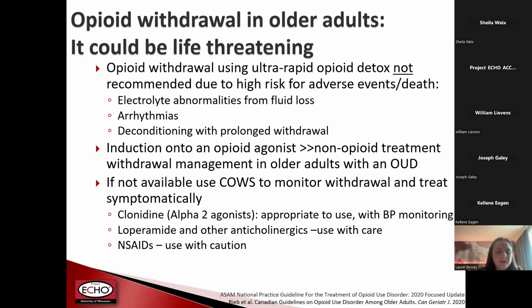Nonetheless, induction onto an opioid agonist is still recommended as the preferred treatment for people with opioid use disorder. And if you're not able to use an opioid agonist, you want to really monitor closely and treat symptomatically. So I would have a pretty low threshold to admit older adults for opioid withdrawal if needed. Next slide.